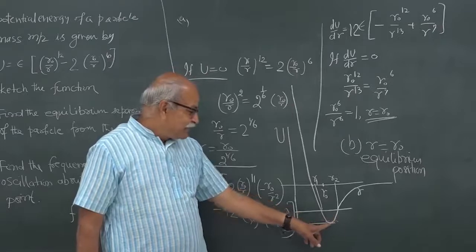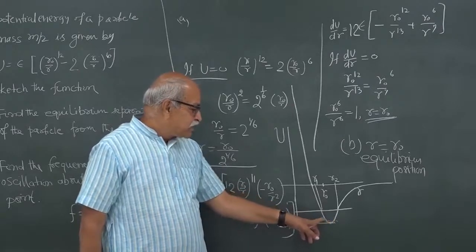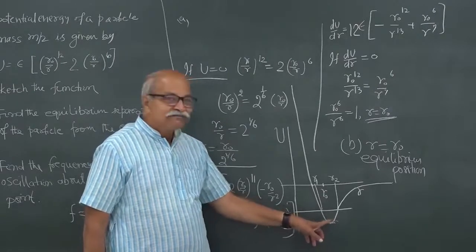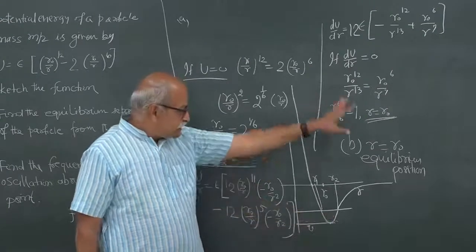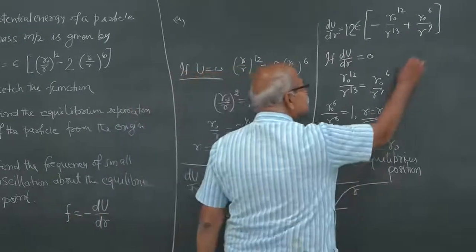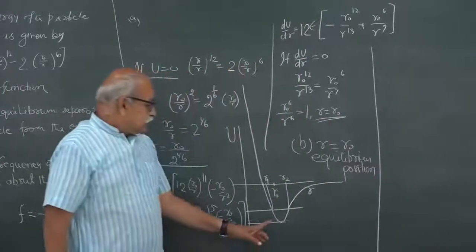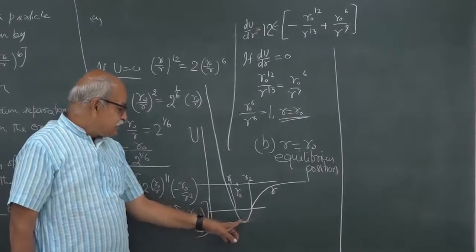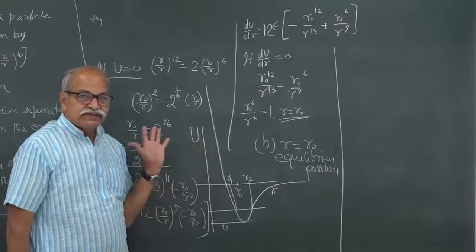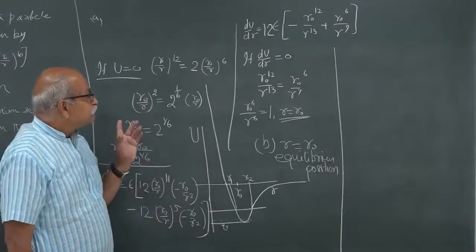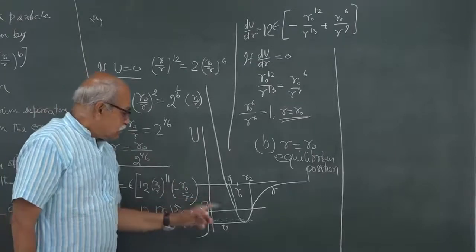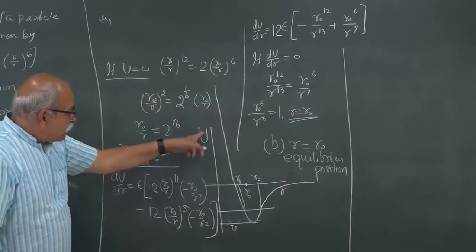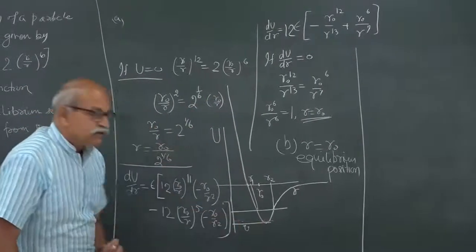And if it is small, then this portion can be approximated to a parabolic curve, and then it will be SHM. And we will see, I have to do some calculations, I can perhaps do it here, that for small oscillations it can be treated as an SHM, and then we can get the frequency from the SHM equations. And how do I do that? I go for this expansion of u around this point r naught.